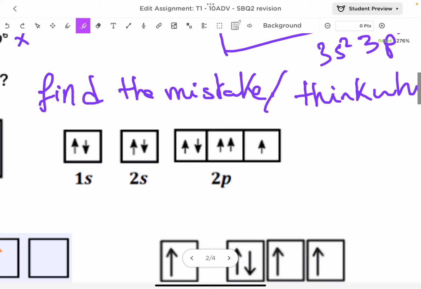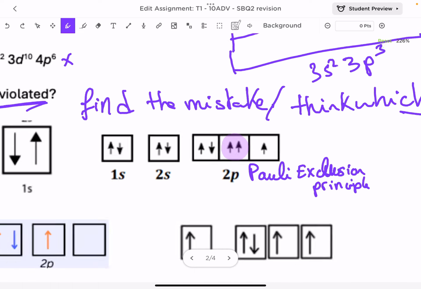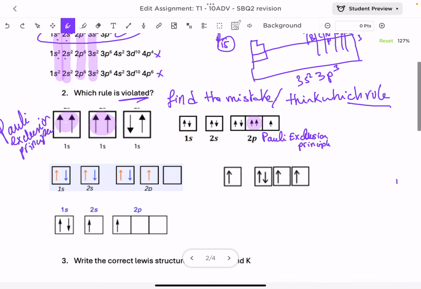Now let's look at the second diagram. Again, here's the mistake. Aufbau, I can check 1s, 2s, 2p. They're going in the correct order. And there's a mistake here. Again, this mistake is violating the Pauli exclusion principle. Please, in your quiz, do not just write Pauli. Write the full name of the rule.